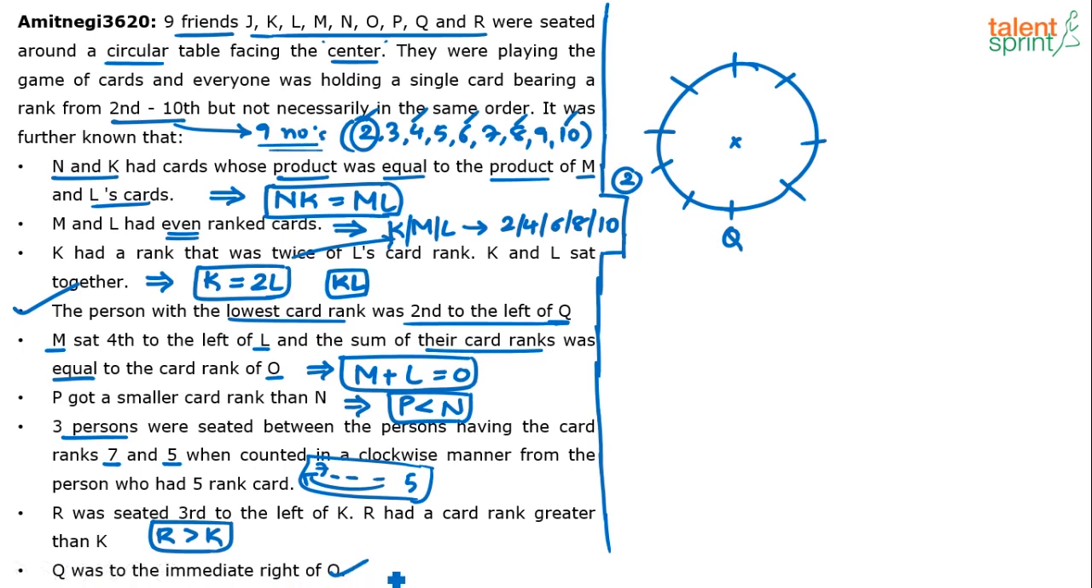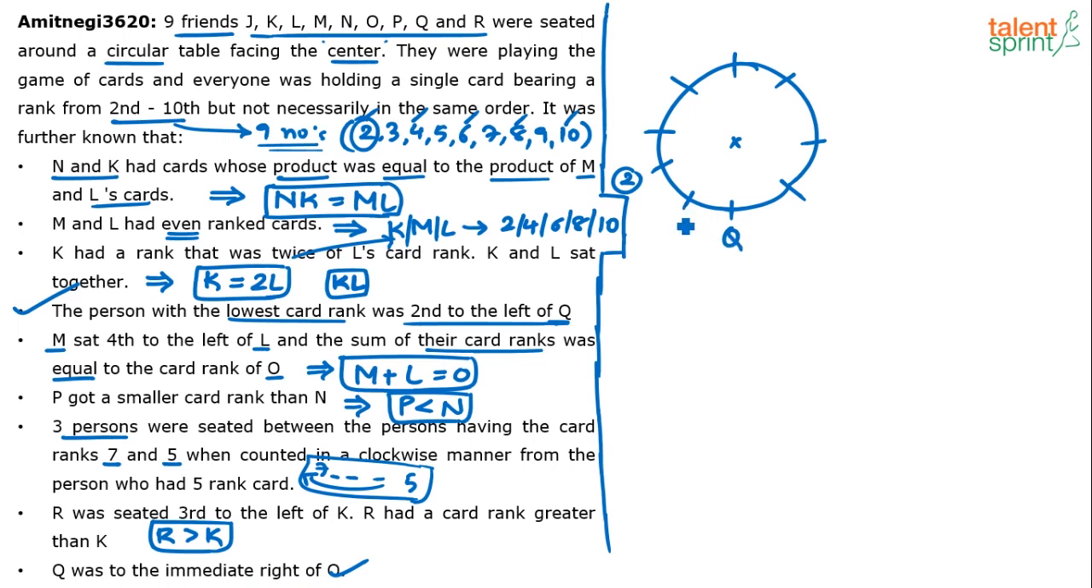If Q was to the immediate right of O, obviously O was to the immediate left of Q. Remember, all the persons are facing center. When all the persons are facing center, or when all the persons are facing outwards, basically when all the persons are facing the same direction, if one person is to the left of the second person, the second person will be to the right of the first person. So here Q was to the immediate right of O, which implies O was to the immediate left of Q.